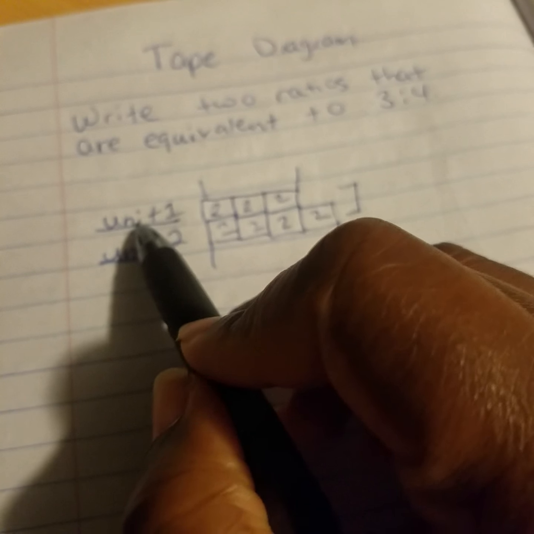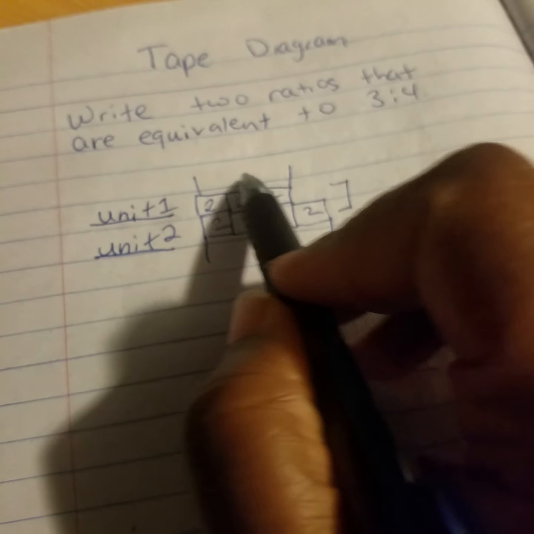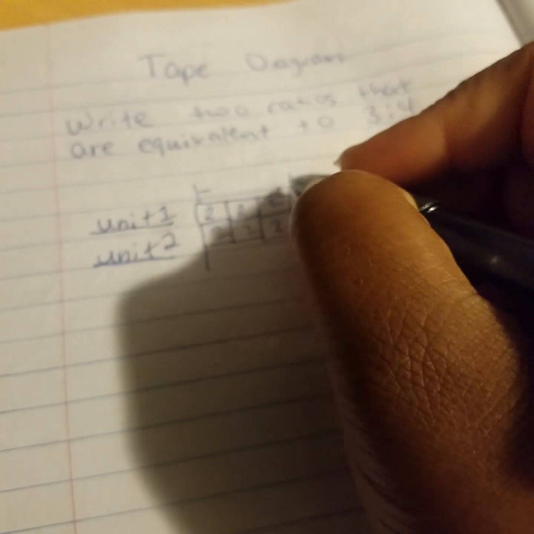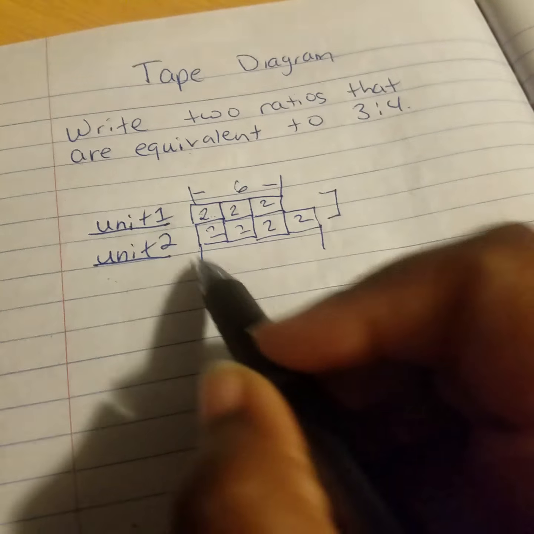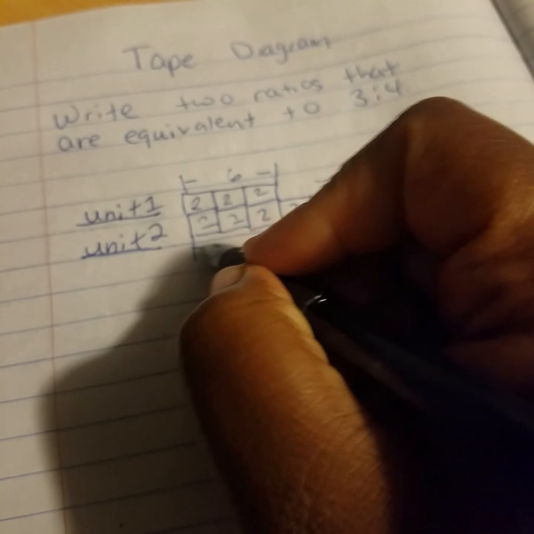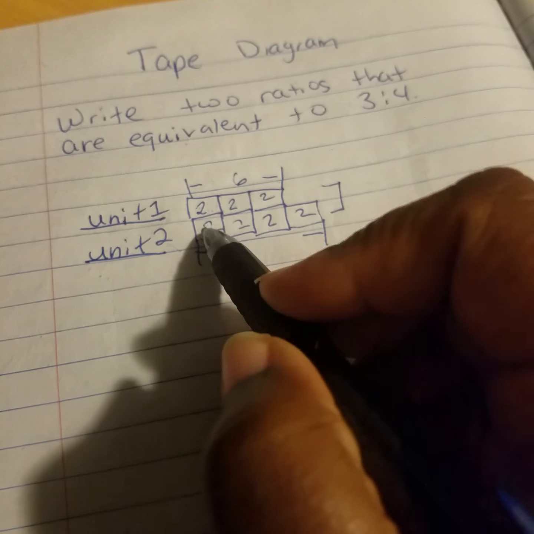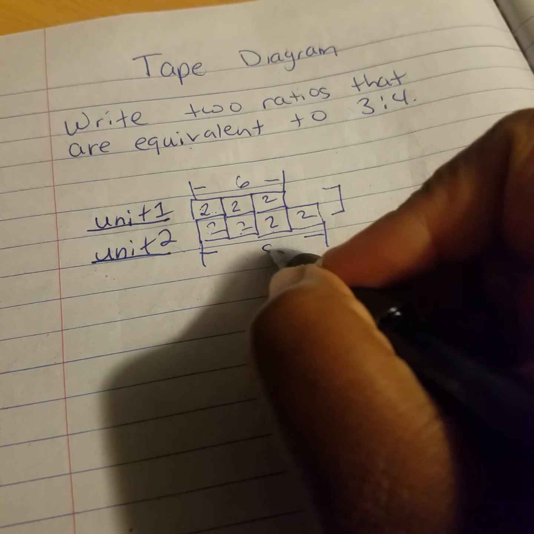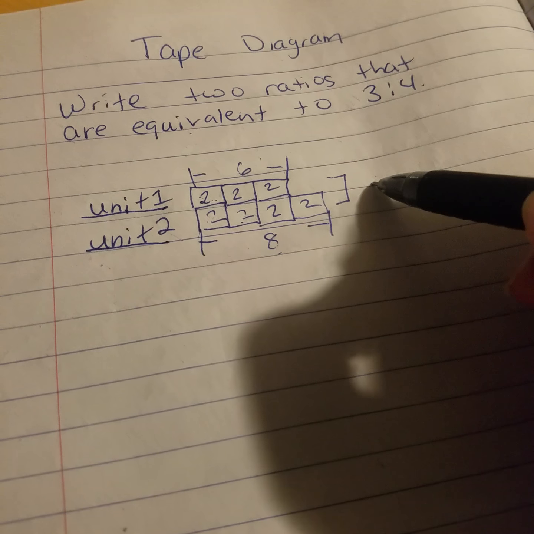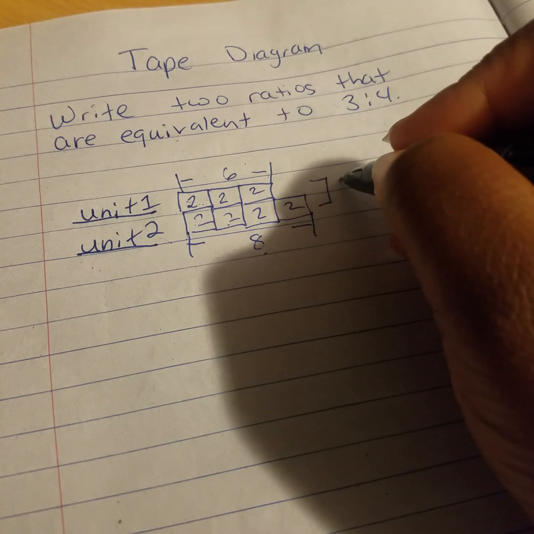Now remember, we said unit 1 is represented here, and the total for unit 1 goes here, which would be 2, 4, 6. This represents unit 2, so the total for unit 2 would have to go here, 2, 4, 6, 8. And then the total of both quantities will go out here, which would be 14.